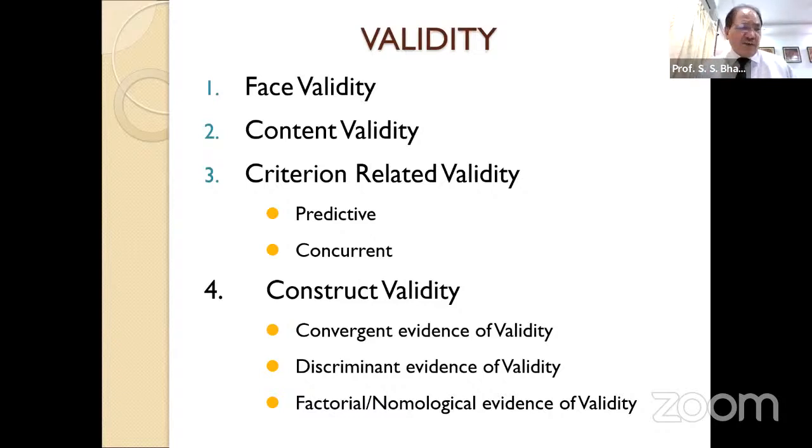And the last one is nomological evidence of validity. Now, this is based on established theory. If we are trying to show a relationship between two variables, conceptually, whether those two variables are supposed to be related or not. If you are able to establish that, it would come from the research that has already been carried out. So nomological evidence of validity would come from your review of literature. Based on the review of literature, you can indicate that nomological evidence of validity exists.